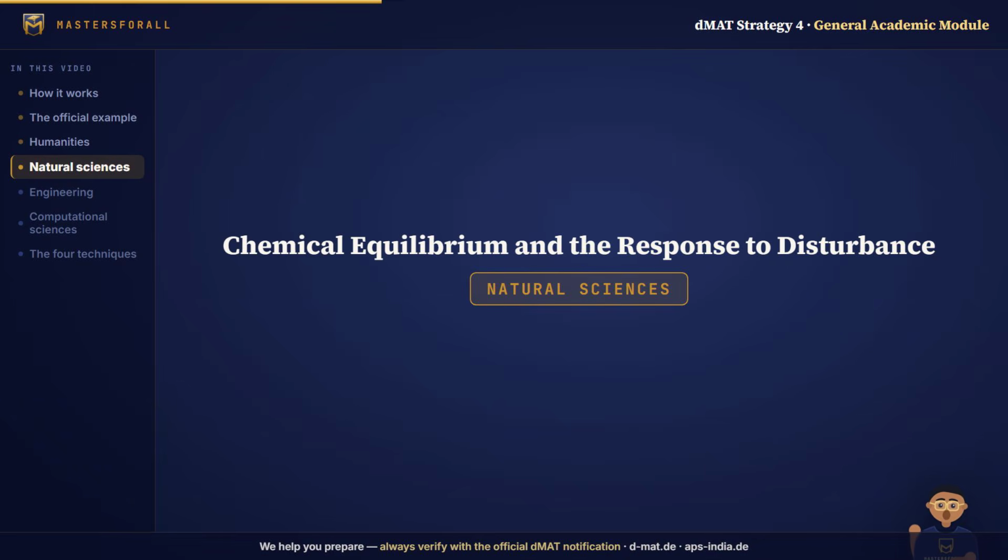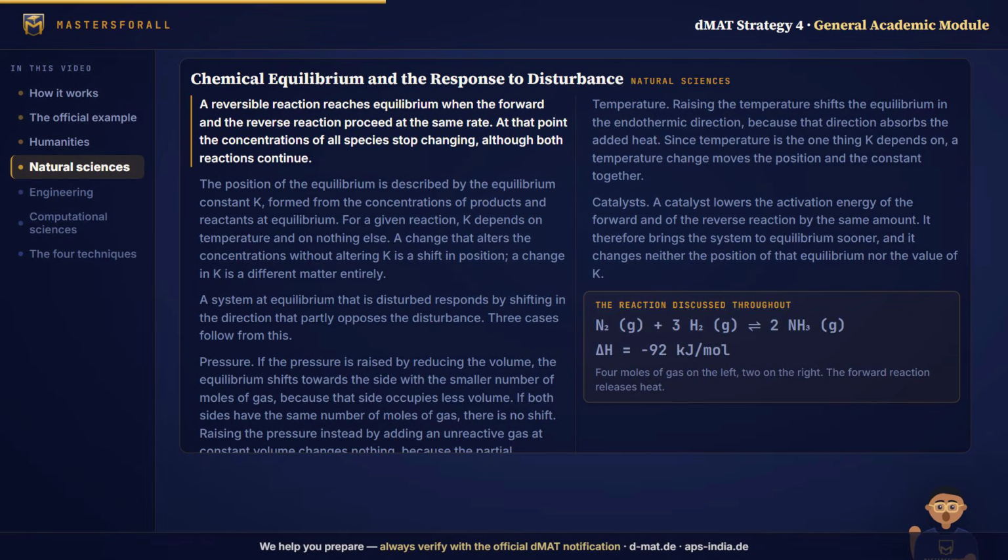Text 2, subject area natural sciences. Chemical equilibrium and how a system answers back when you disturb it. Every question on this text has compound options. Every single one. Paragraph 1. Equilibrium is not stillness. Forward and reverse running at the same rate, concentration steady, both reactions carrying on.